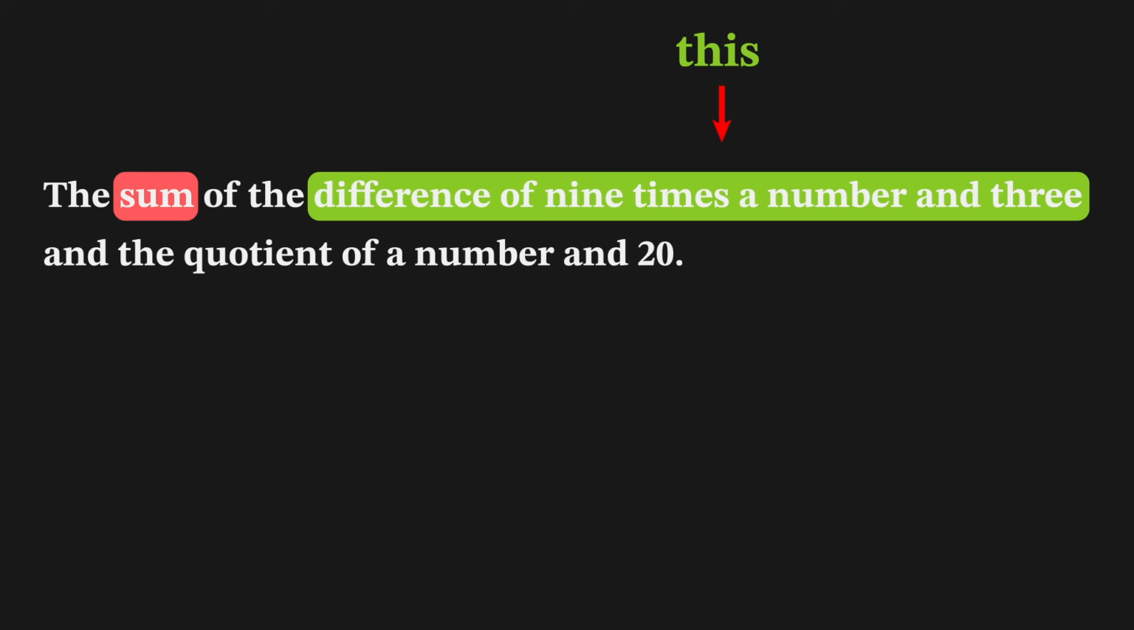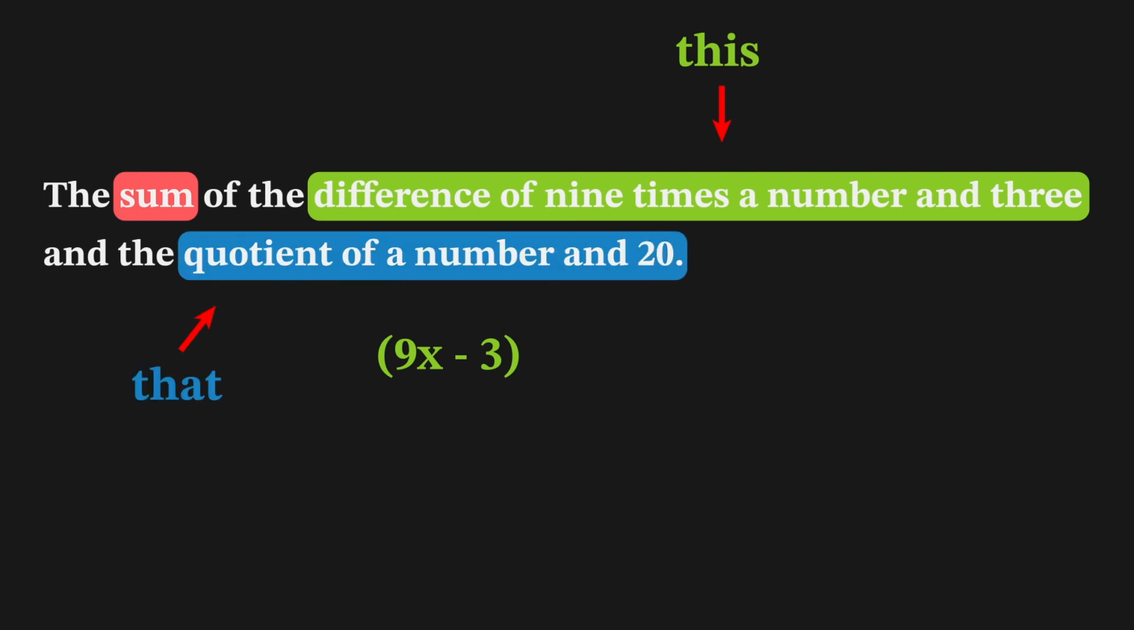9 times a number is just 9 times x and 3. So 9 times x minus 3. That is the difference of that quantity. So we can go ahead and group that together. Now we're looking for the that portion. The that portion refers to the quotient. The quotient of a number and 20. We can call that number x. So we have x divided by 20.